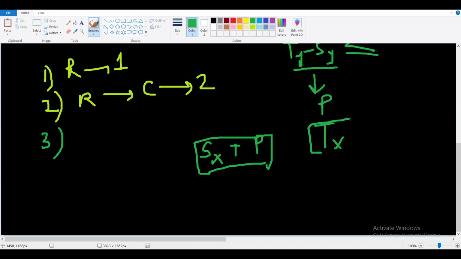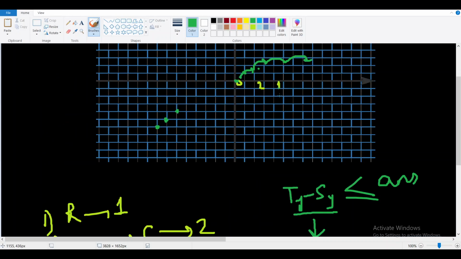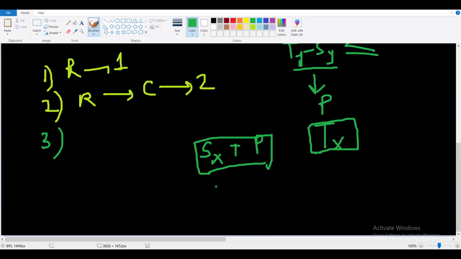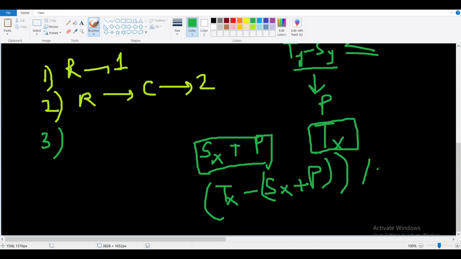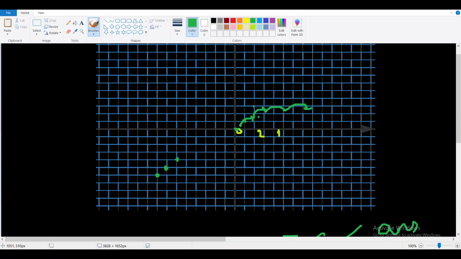We can jump by 2. If we are moving in the same row we can jump by 2. So we have to take Tx minus Sx plus P, and we have to take this entire thing divided by 2. Okay, and we have to add P here. That is the answer, but there is a catch here.